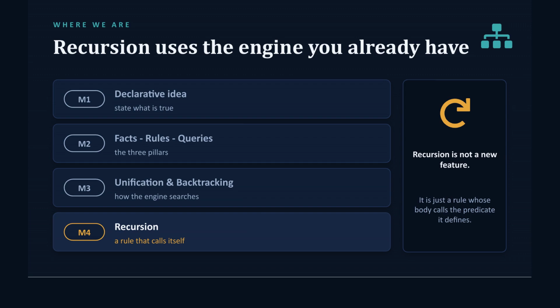Recursion is not a separate feature bolted onto Prolog, it is simply a rule whose body calls the very predicate it is defining. Everything you learned about matching and backtracking is exactly what makes recursion run.